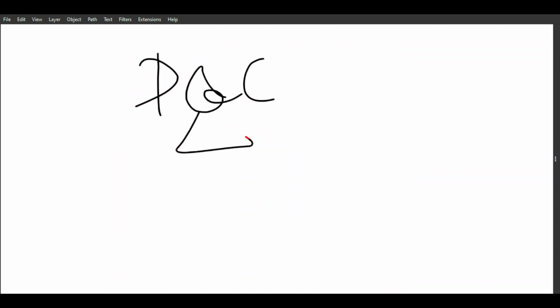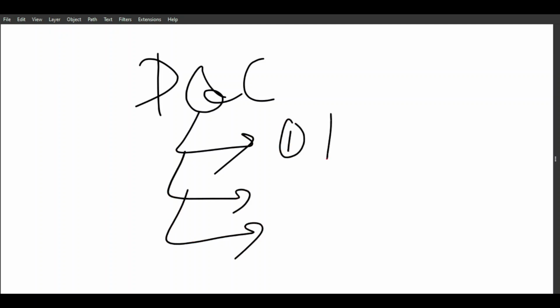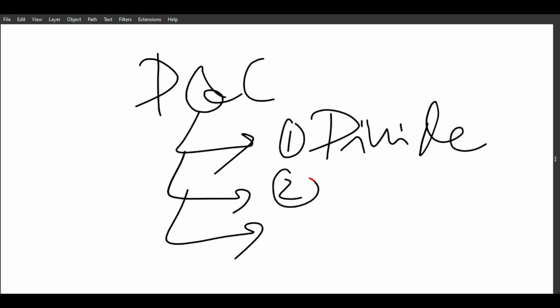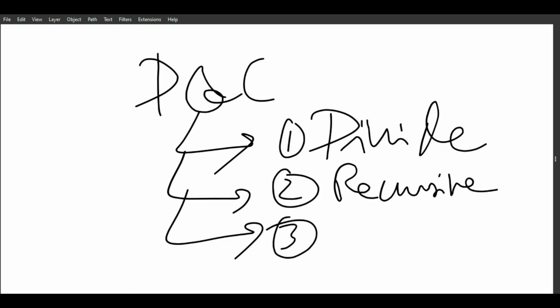So we know in divide and conquer we have basically 3 steps. First is divide. We divide the original problem into smaller subproblems. Second, we recursively solve the subproblems. And third, conquer. We combine the solutions of smaller subproblems.